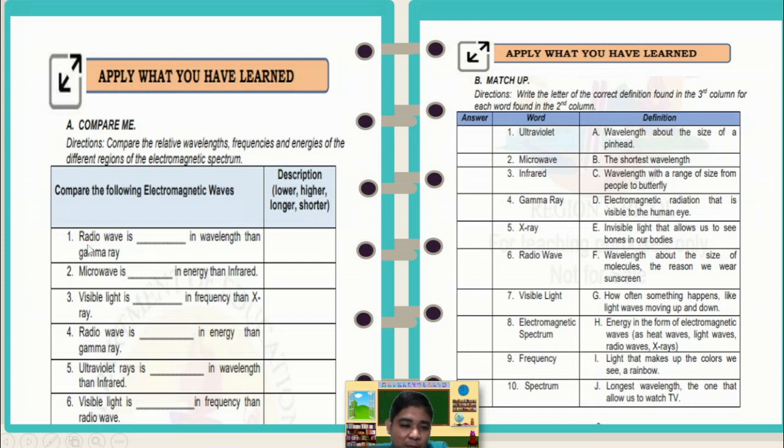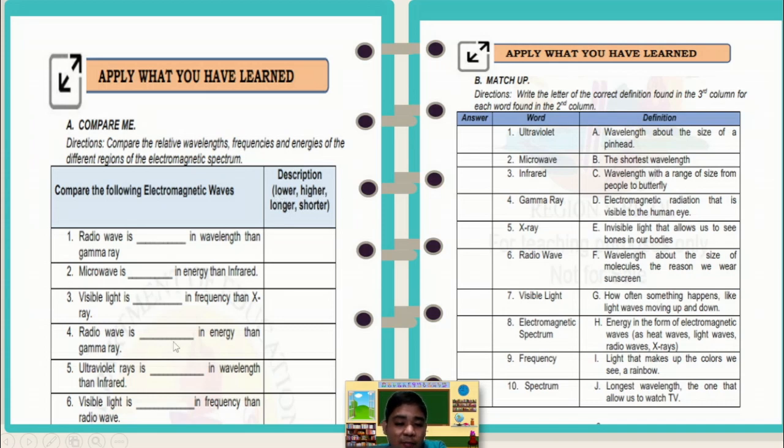Like in number 1, radio wave is blank in wavelength than gamma ray, meaning you're going to choose between longer and shorter. So your answer will be longer or shorter depending on the correct answer based on our discussion. And number 2, microwave is blank in energy than infrared, meaning you're going to use lower or higher. Number 3, visible light is blank in frequency than X-ray, meaning you're going to choose between lower or higher.